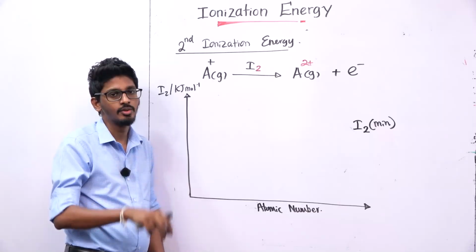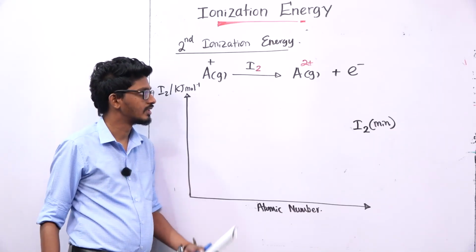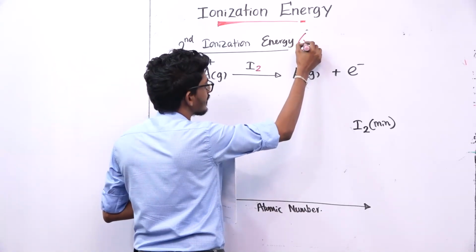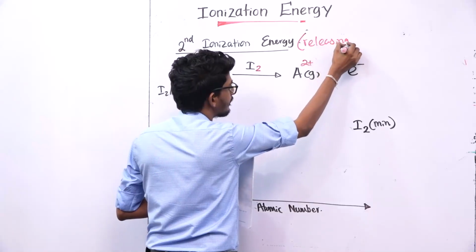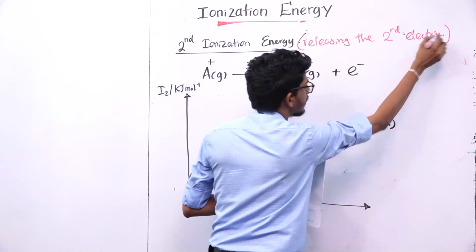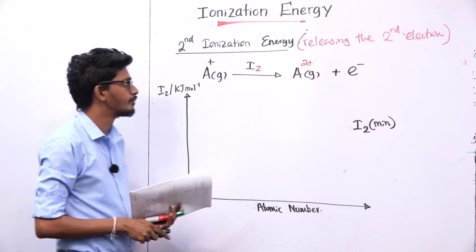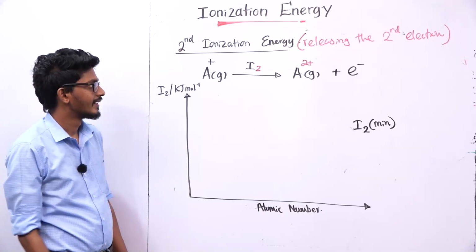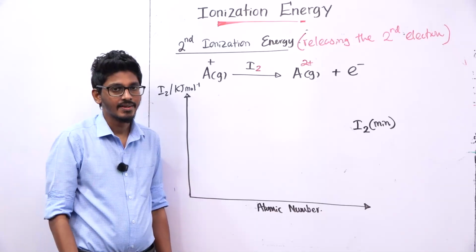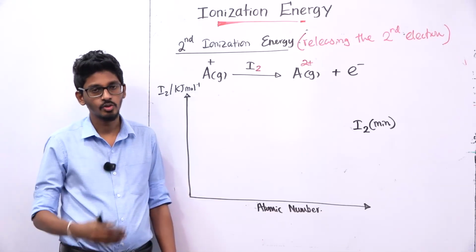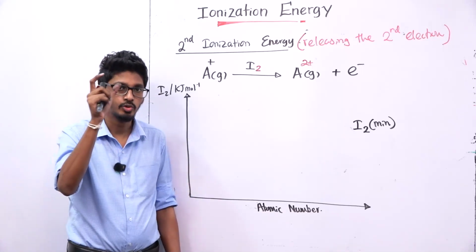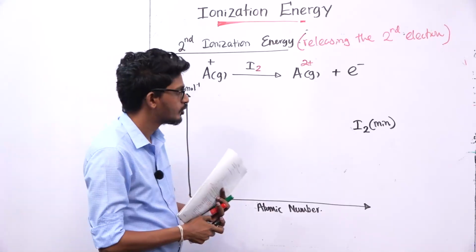So the least I2 value comes from the element which attains the noble gas configuration by releasing the second electron. Second ionization means releasing the second electron, right? So the element which attains noble gas configuration by releasing the second electron gets rid of that electron much more easily. Very minimum energy is sufficient to release that electron from that element. So what is that element? That should be the group 2 element.